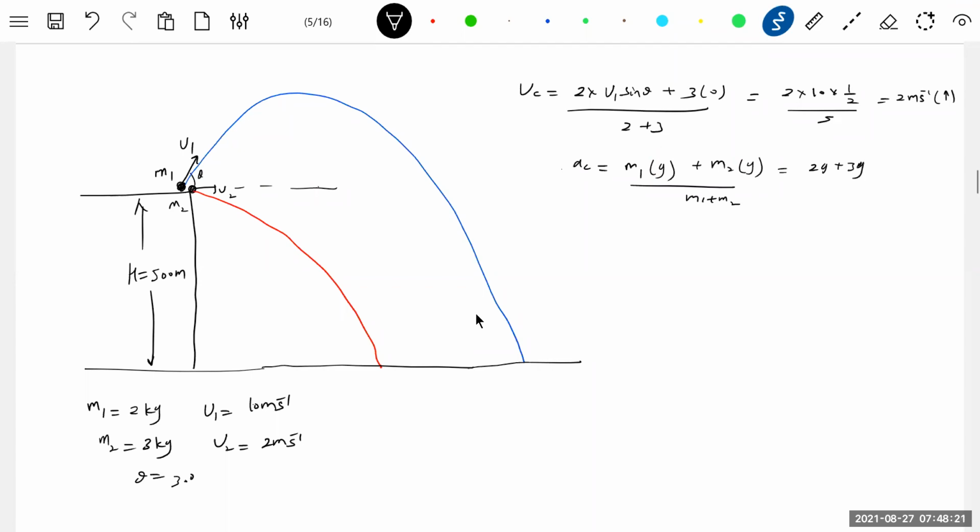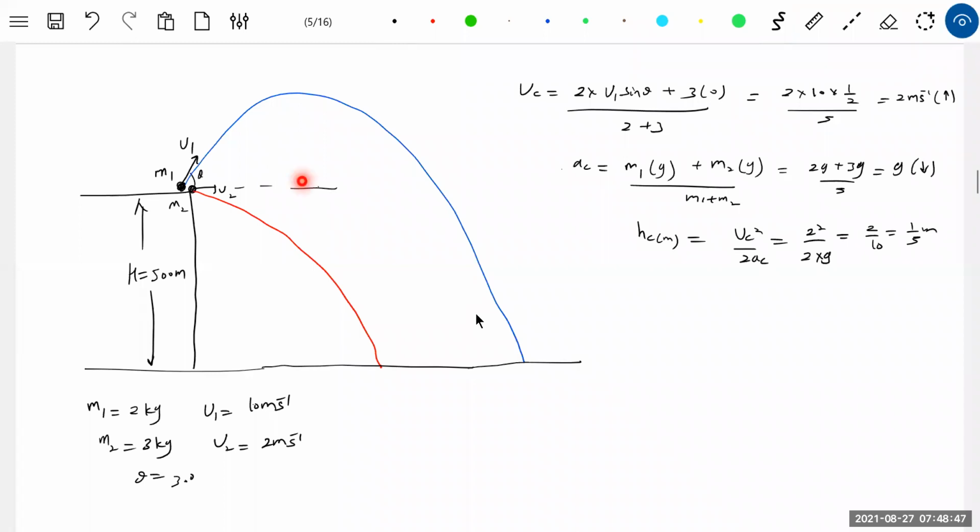G plus 3g by 5, and how it will be down. So what actually happens here? Maximum height ascended by the center of mass should be equal to uc square by 2ac, 2 square by 2 into g, 2 by 10, 1 by 5 meter. Somewhere here, so 1 by 5.